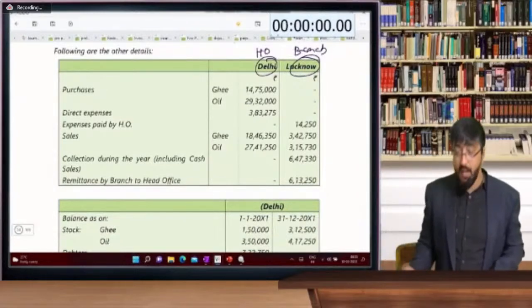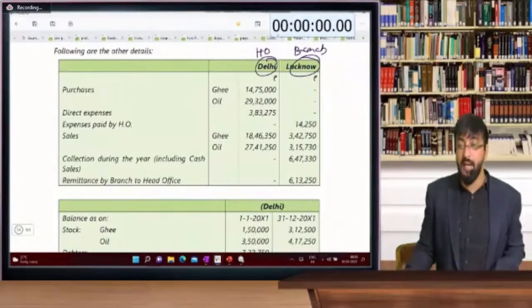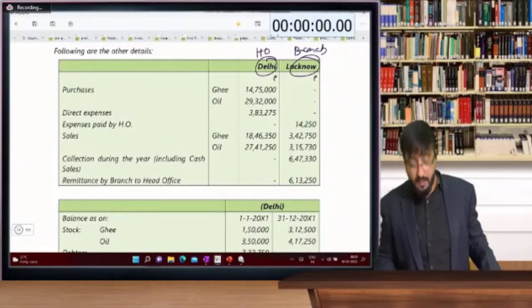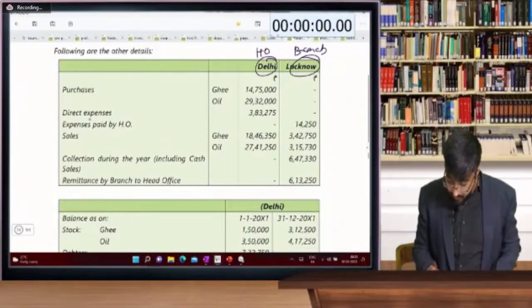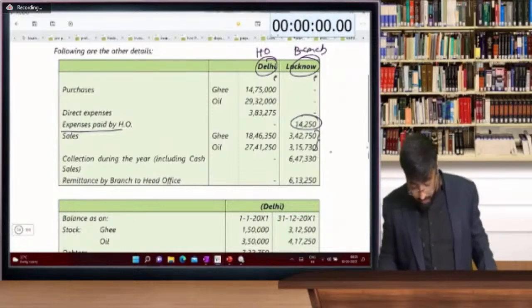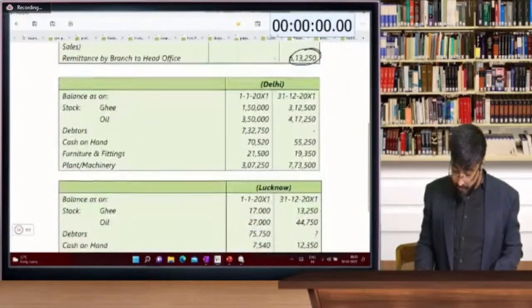So remember, for Delhi, we are going to prepare trading and P&L account. And for Lucknow, we will solve it by debtors method. So first we will finish it by debtors method. Purchases, direct expenses, expenses paid by HO. Sales, we won't record it in case of debtors method. Collection during the year, we won't record it. Remittance, we record it. Delhi opening stock.